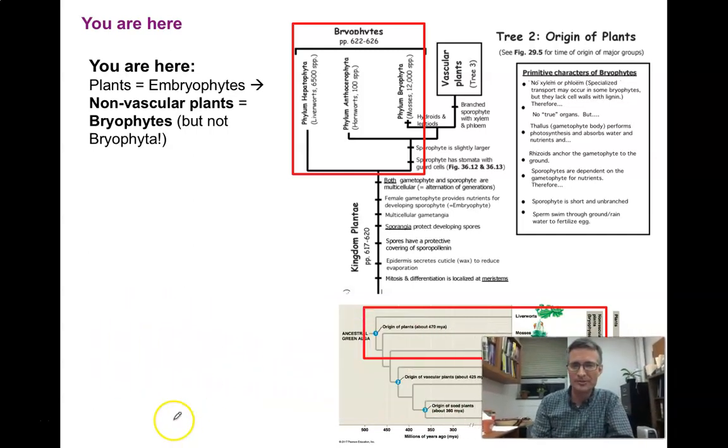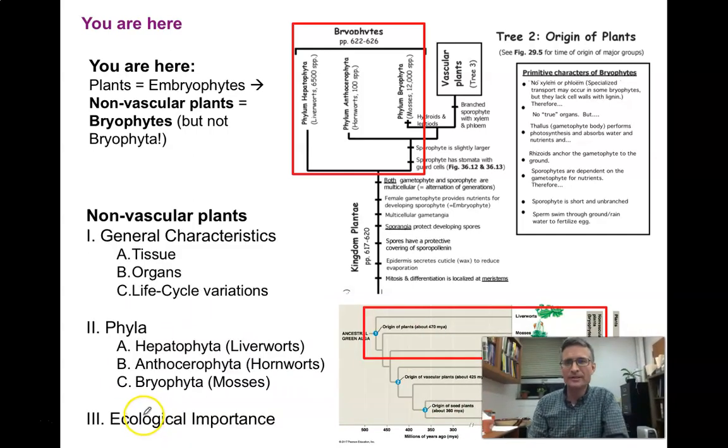I'll move over here so we can see where we're going in this lecture. I'm going to talk about three things generally. The first is the general characteristics of non-vascular plants. We're going to think about tissues and organs, and surprise, they don't have any. We're also going to think about variations of the life cycle. Then I'll take a look at the 3 major phyla. Remember, this is the taxonomic unit just below kingdom, the plant kingdom in this case. They are the Hepatophyta, which are the liverworts, the Anthocerophyta, which are the hornworts, and the Bryophyta, which are the mosses.